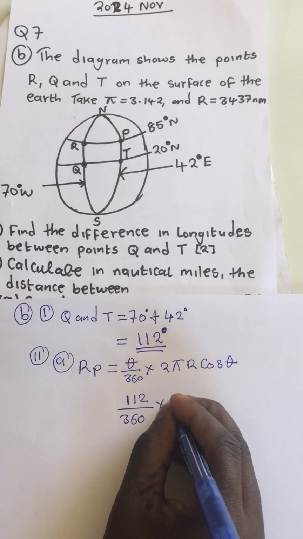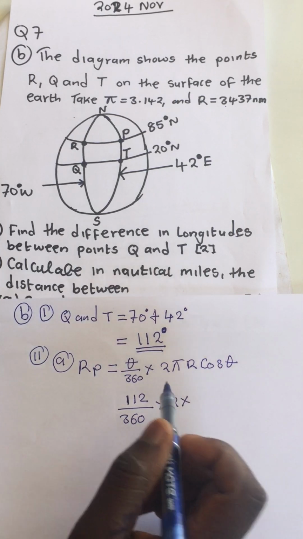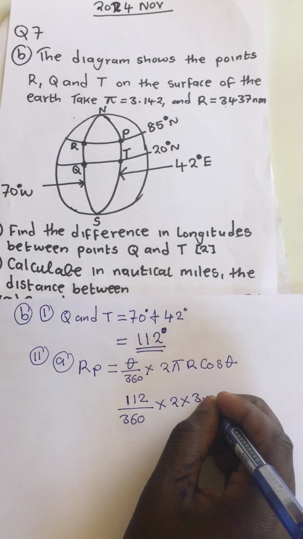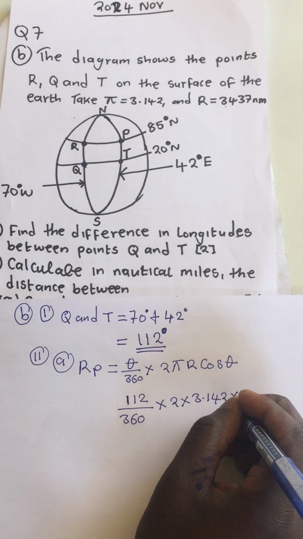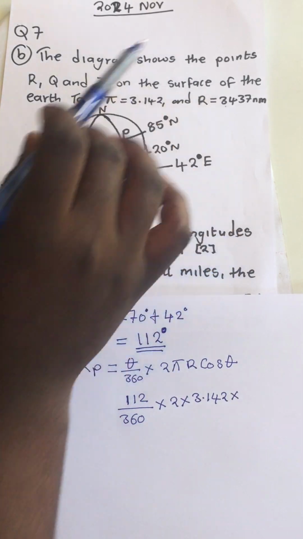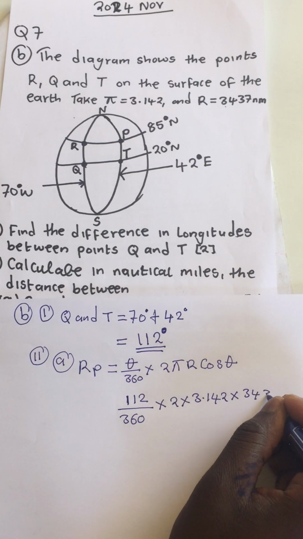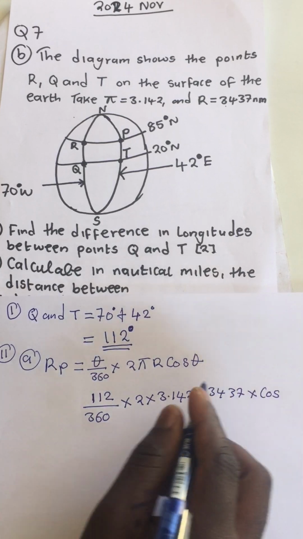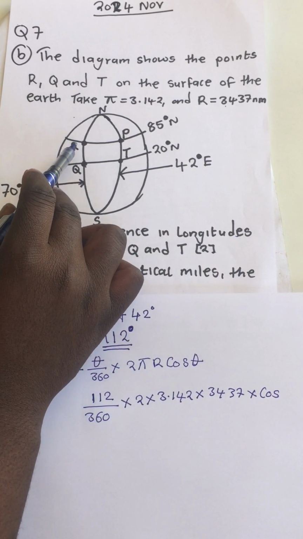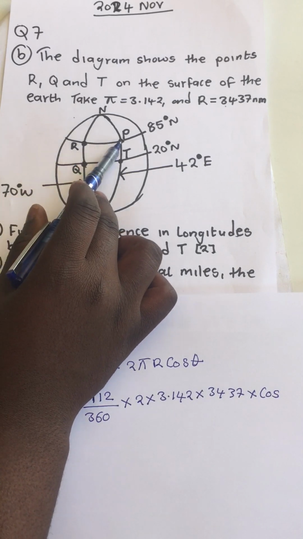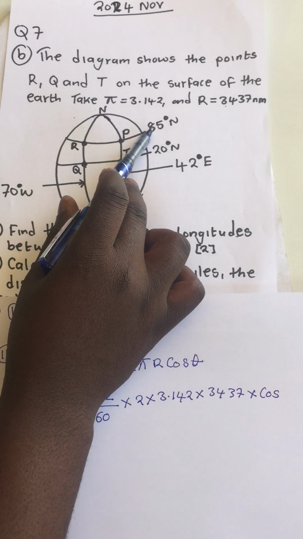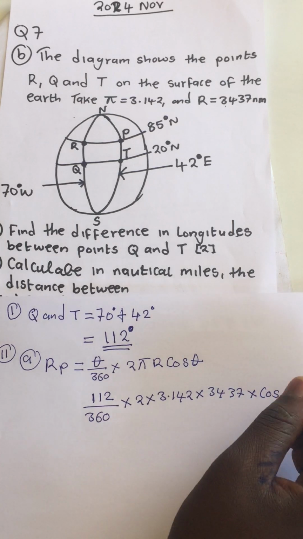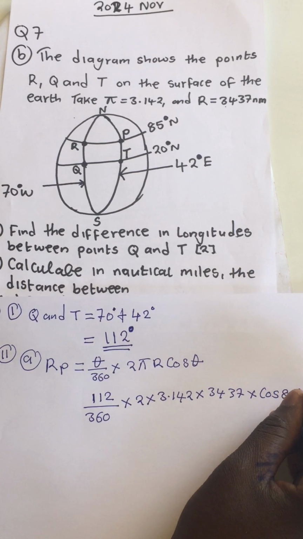112 over 360 times 2 times pi. They gave you pi, which is 3.142. So you say 3.142 times the radius you are given, which is 37, times cos. The number you put where there is cos theta is the latitude on the line where RP passes. So you put 85 degrees.